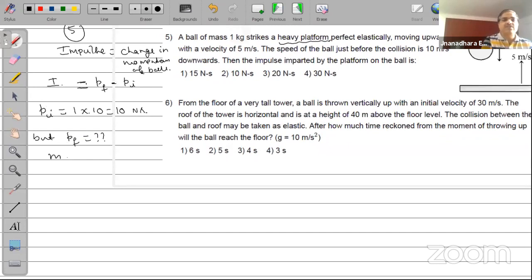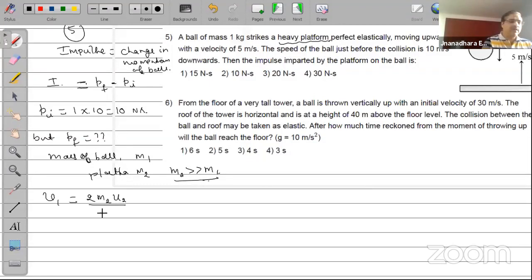I'll take the mass of the ball to be M1 and the platform to be M2. And I know that M2 is much greater than M1 because it's heavy, very heavy when compared to M1. So I can use the formula. I have to find out V1. V1 is equal to 2 M2 U2 by M1 plus M2, plus M1 minus M2 divided by M1 plus M2 into U1.